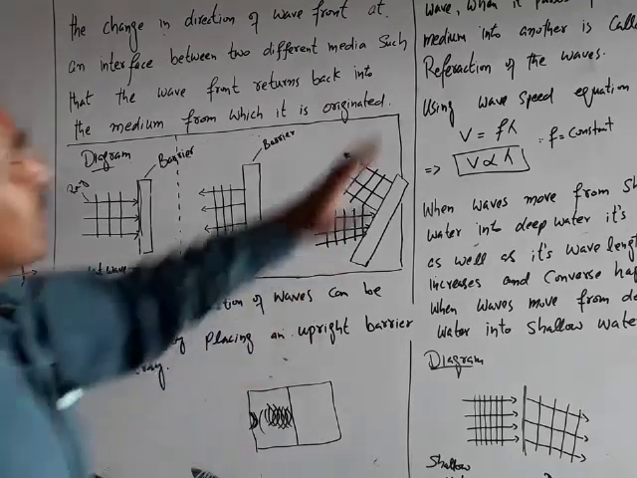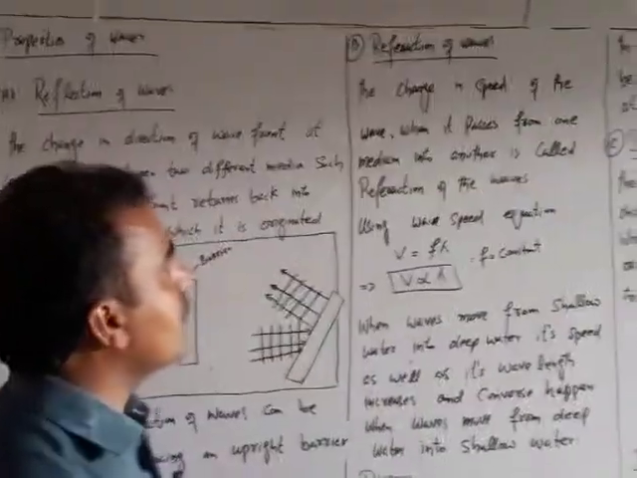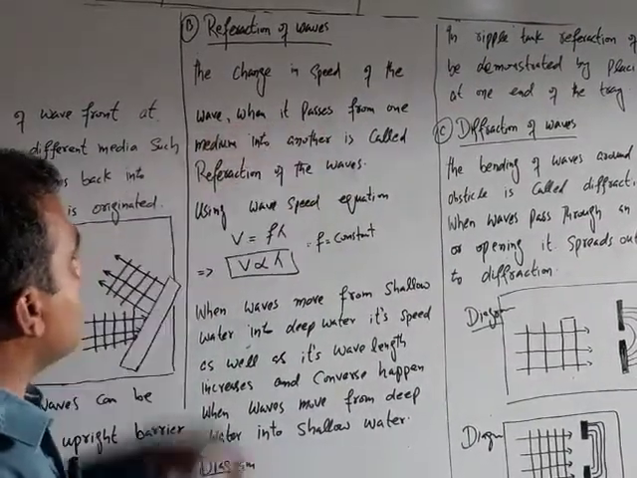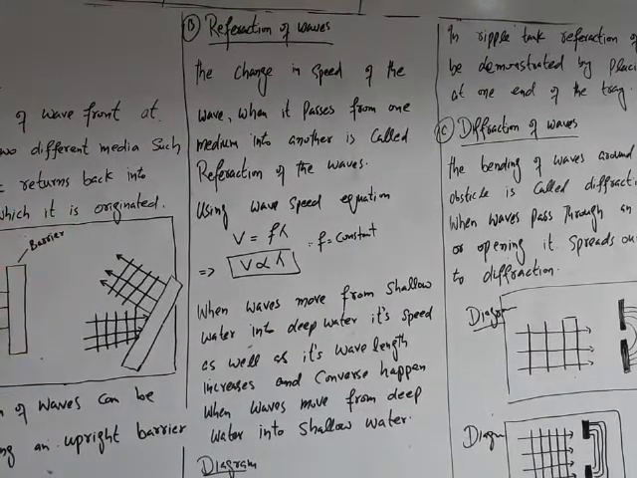The next property of the wave is refraction of waves, which can be defined as the change in speed of the wave when it passes from one medium into another.